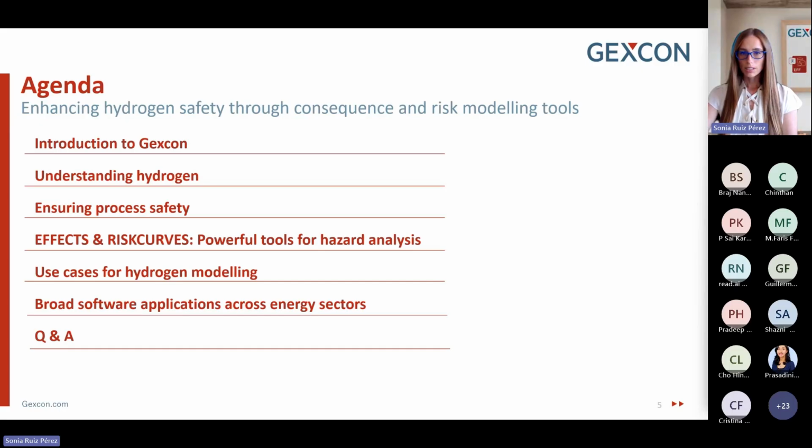Next, I will cover some key aspects of hydrogen and the inherent safety considerations of handling and storing it. I will then move into the fundamentals of ensuring process safety, and from there, I will introduce Effects and Risk Curves, two software tools for consequence and risk modeling, showing how these tools can support hazard analysis in hydrogen projects. I'll also share some use cases where these tools can be used effectively for hydrogen safety, along with additional modeling capabilities across different energy sectors.